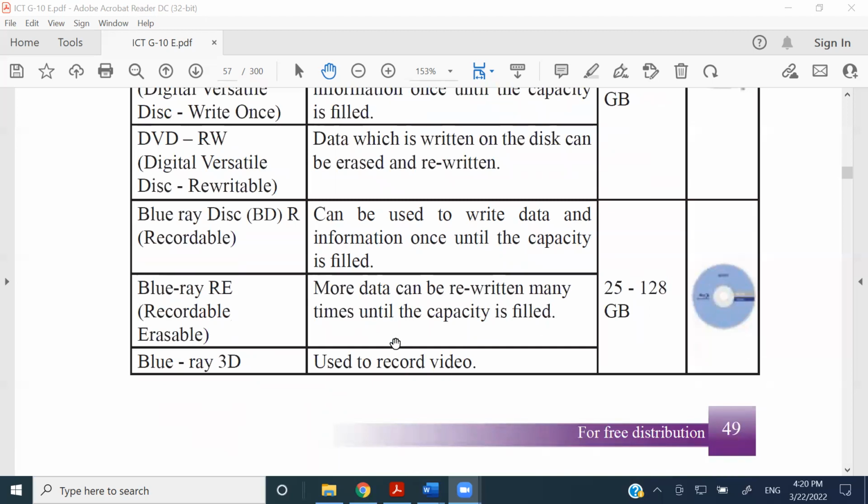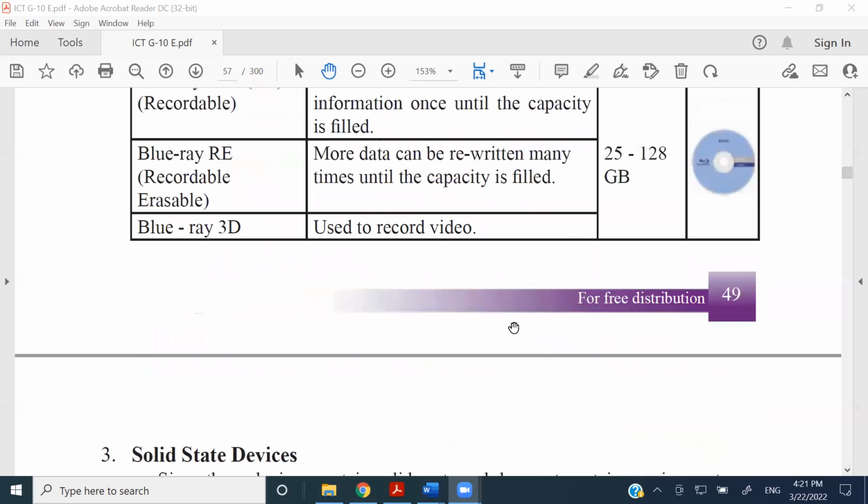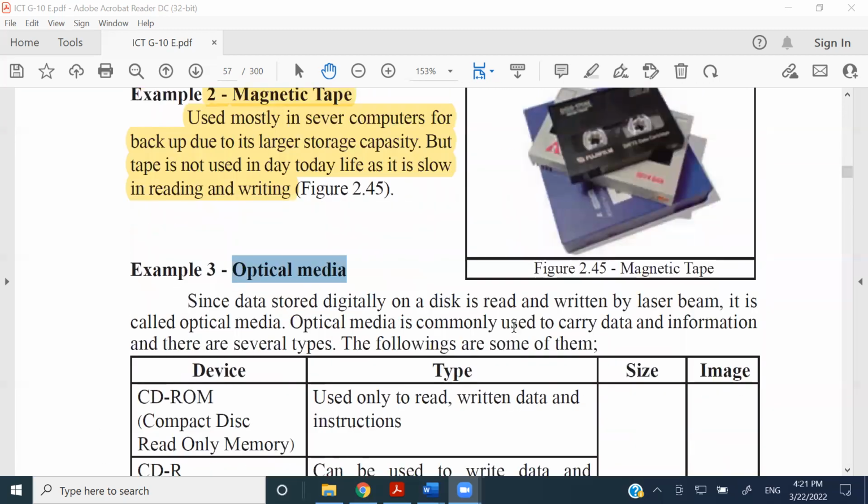And when it comes to the Blu-ray, there is something called Blu-ray RE, recordable, erasable, right? So it is kind of a rewritable thing, but it is referred to as RE. As well as, Blu-ray is capable of recording 3D movies as well, right? So those kinds of categories are there regarding the optical media.